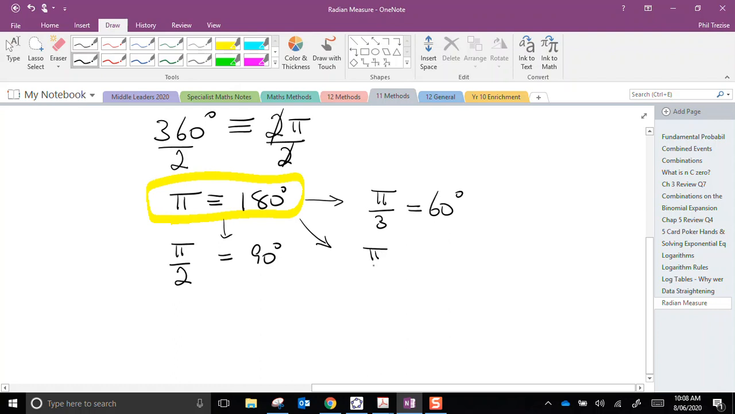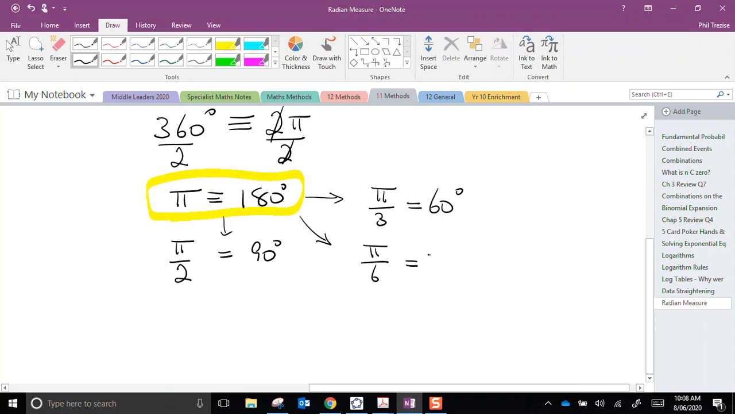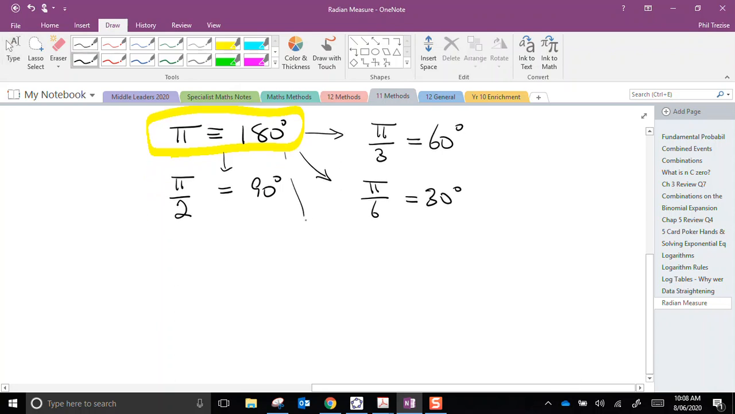What if I divided by 6? 180 divided by 6 is 30 degrees. That's handy. What if I went pi divided by 4? So 180 divided by 2 is 90. Divide that again by 2, that's 45 degrees. Now, all of those ones come from pi radians equal 180 degrees.